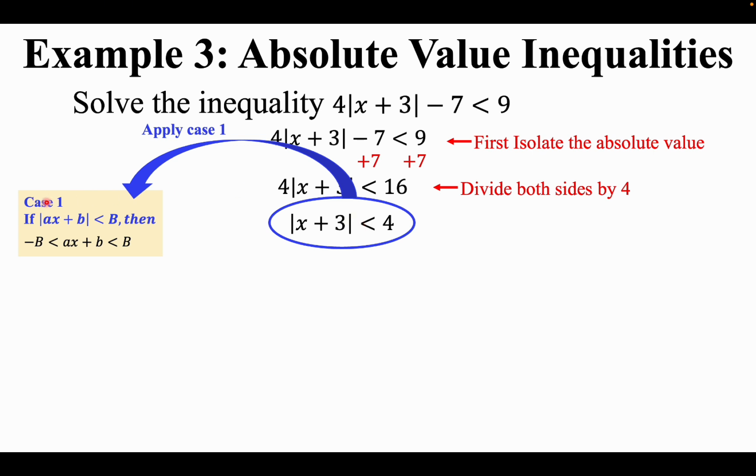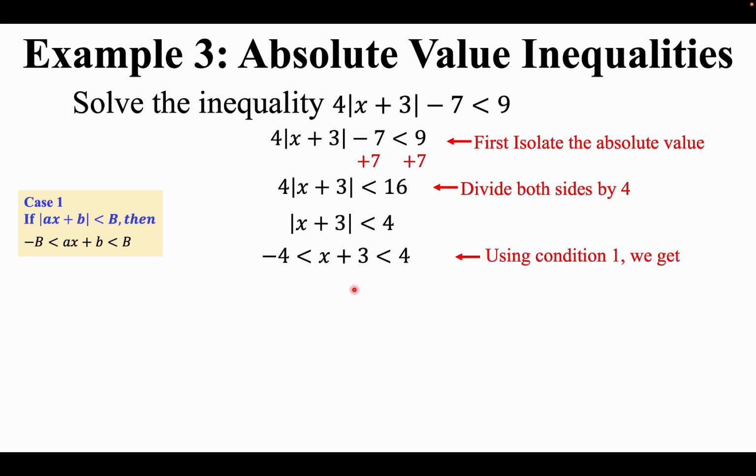And according to case 1, we can take what's inside the absolute value expression and make it less than b and greater than negative b. Well, we can take this x plus 3 and make it less than 4 and greater than negative 4. Then to solve for x, you would just subtract 3 on all sides. You get negative 7 is less than x, and it's less than 1. This would be a solution, meaning x could be any number between negative 7 and 1.